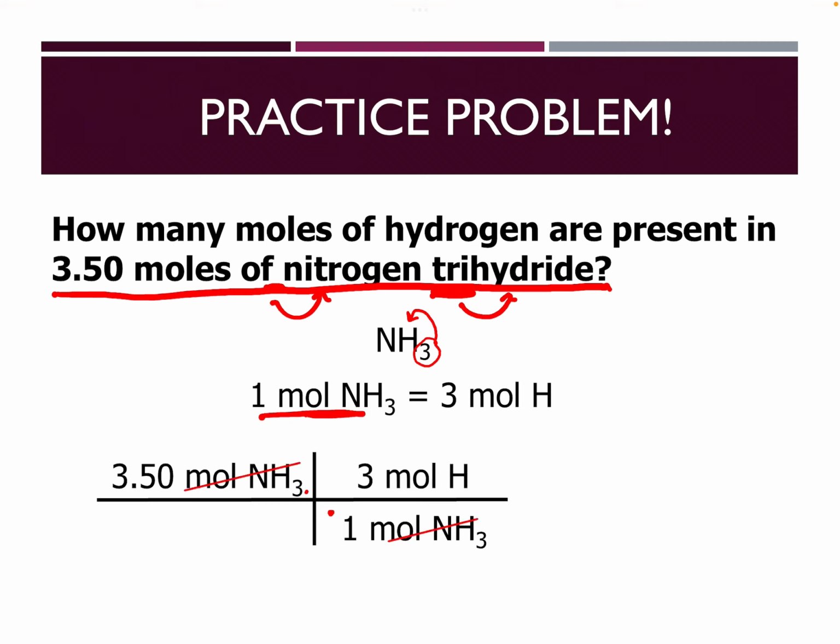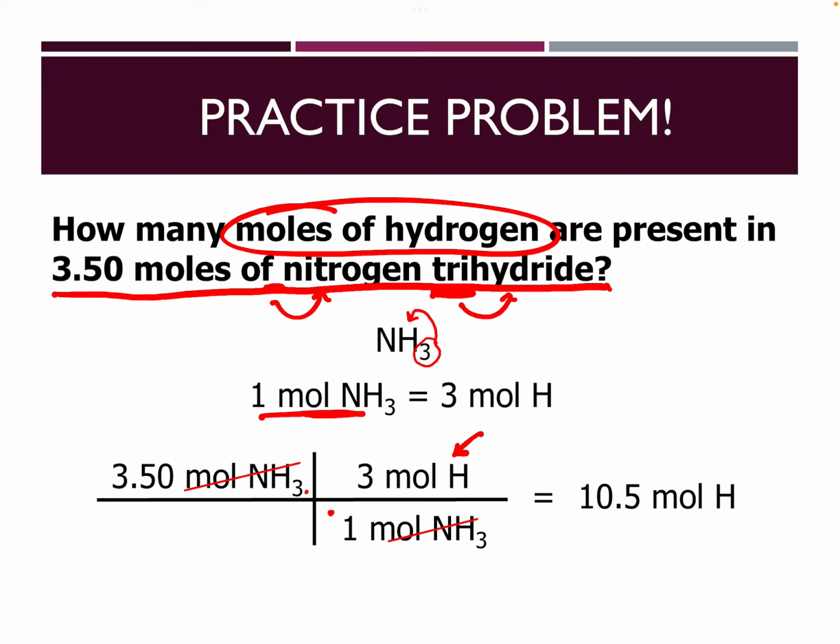We'll make sure our units cancel so that we know we've set it up correctly, and then we see, did we find what we were looking for? Here we have 3 moles of hydrogen, right? And we were looking for moles of hydrogen. So that's how we know we're done making our train track. Now we can go ahead and multiply the numbers on the top, divide by numbers on the bottom, and we'll get our answer.